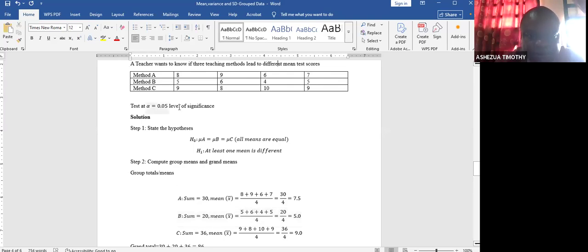For C, I said the sum is 36. And the reason is this: 9 plus 8 is 17. 17 plus this, that's 27. 27 plus this, that's 36. So that's how we got this 36 all over 4. And of course, obviously, it's 9.